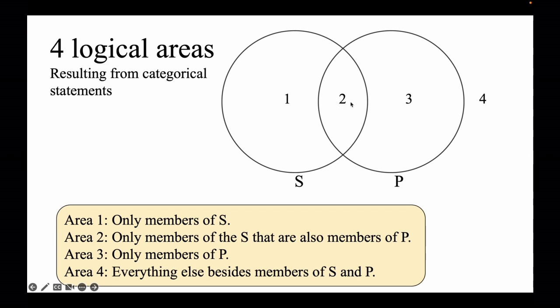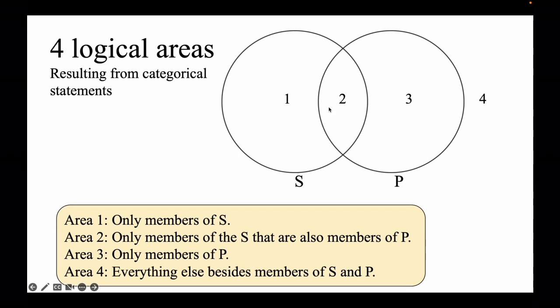In area 2, you will find only members of the subject. There are also members of the predicate. So let's go with our categorical statement: All bananas are yellow. Now, what you are going to find here in area 2 are only bananas that are yellow. You're not going to find any red bananas or green bananas.